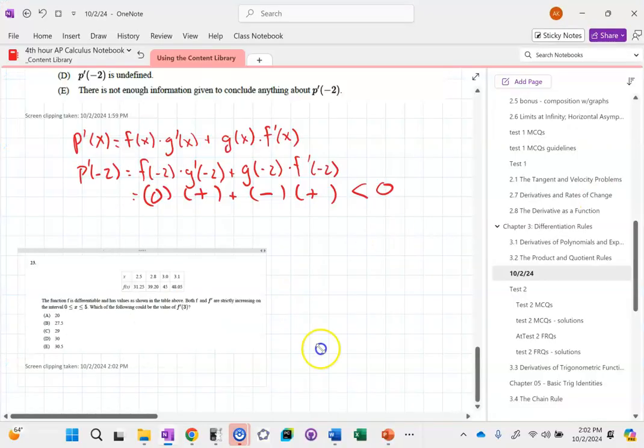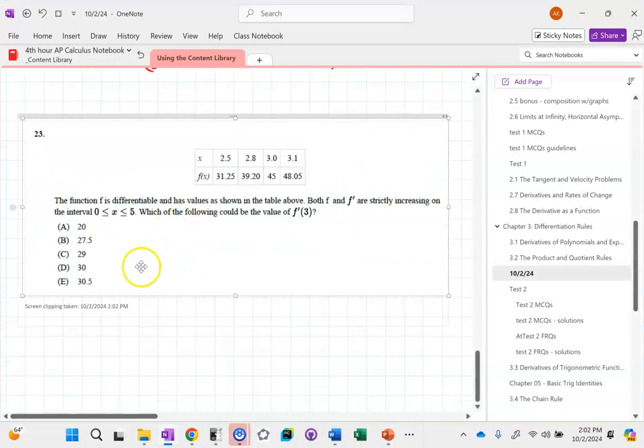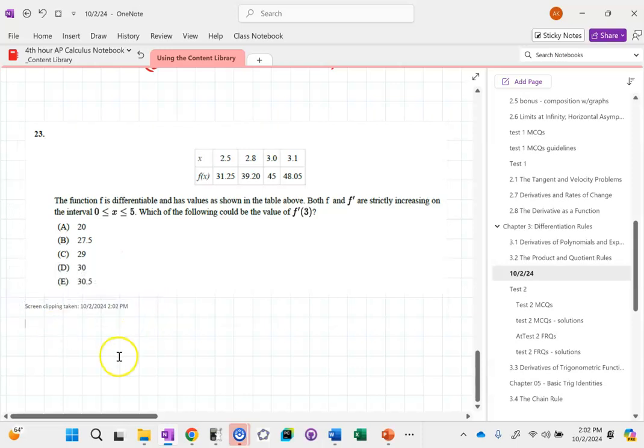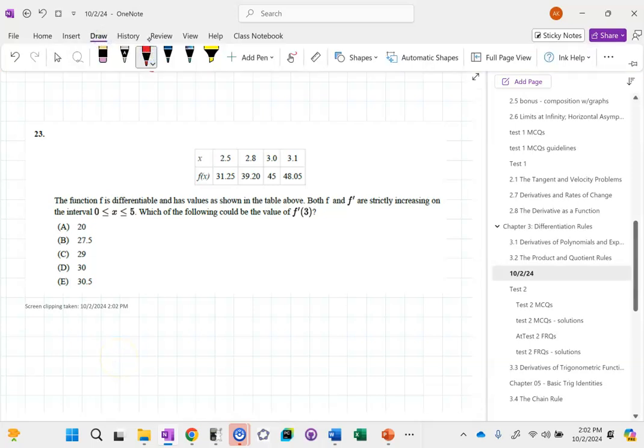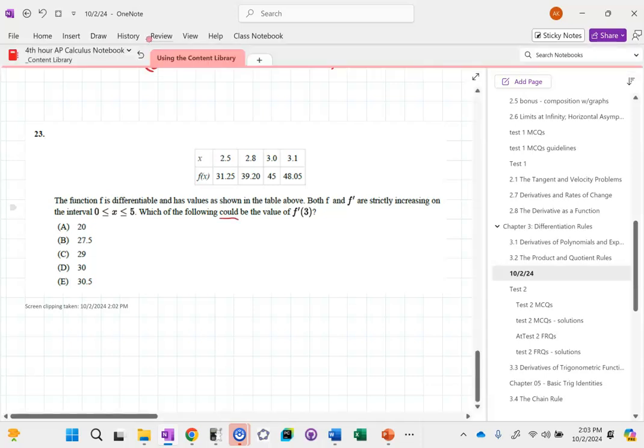All right. It says the function f is differentiable and has the values shown in the table above. Both f and f prime are strictly increasing on the interval from 0 to 5. Which of the following could be the value of f prime of 3?